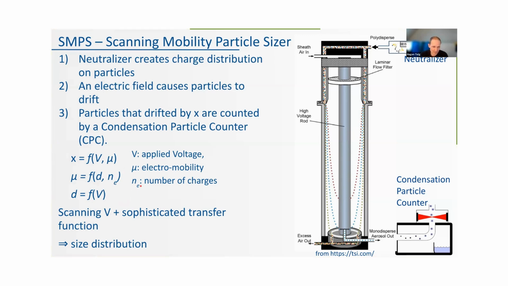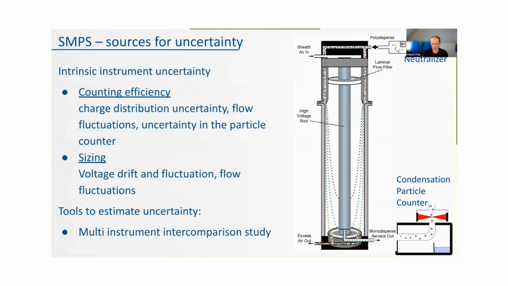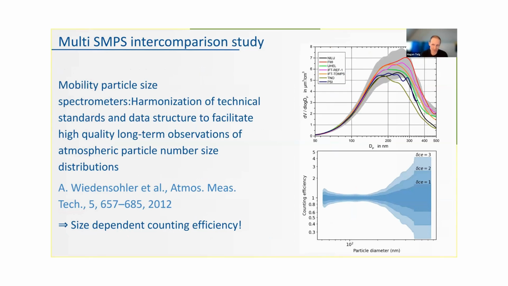You can, of course, imagine many sources of uncertainty in such a complex system, and it would be quite a feat to get a quantitative, meaningful value out of this. But luckily, there's an alternative, and that is multi-instrument intercomparison studies, which in fact have been conducted by this group here on the left.